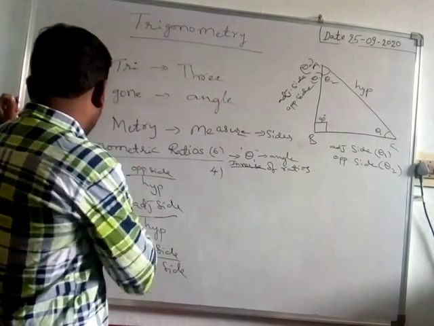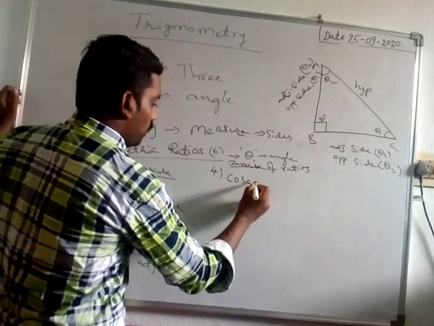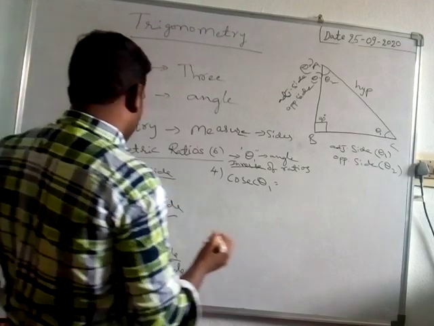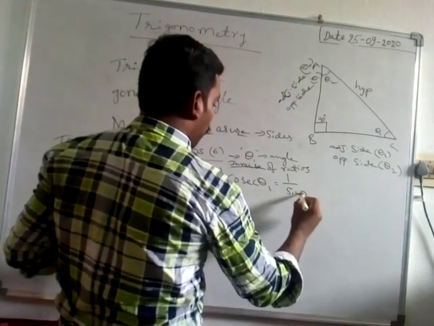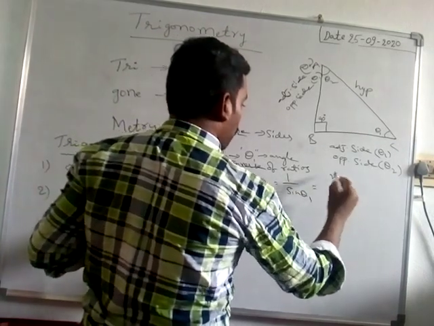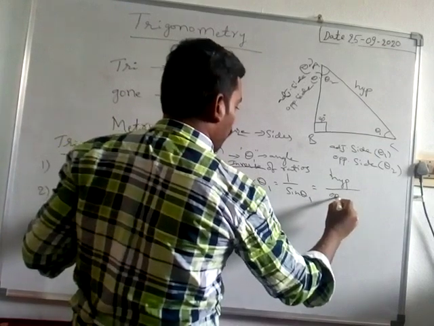Sin theta 1's inverse ratio is cosec theta 1. Cosec theta means reverse, inverse. Cosec theta 1 is also written as 1 by sin theta 1. This can be written as hypotenuse by opposite side.